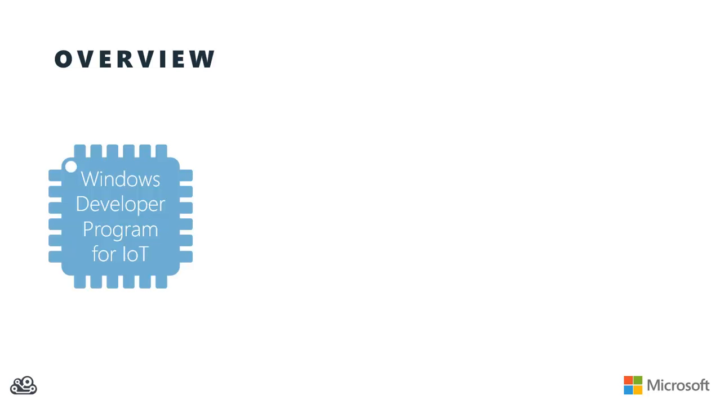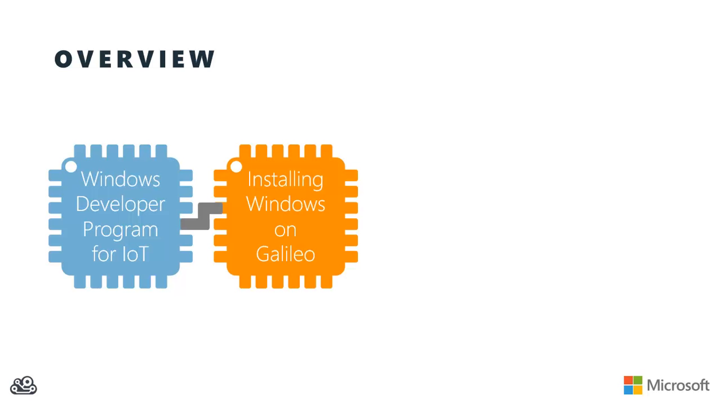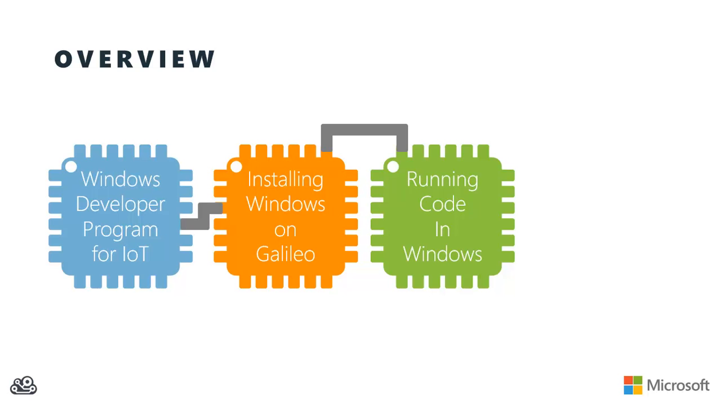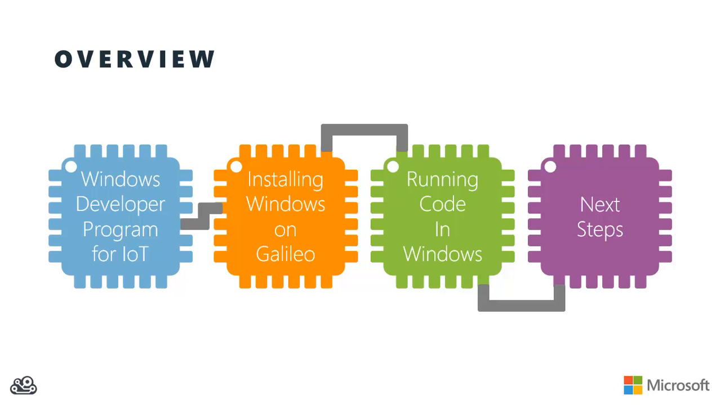In this session, we're going to start out with an overview of Microsoft's Windows Developer Program for IoT. And then we'll show you how to take the free version of Windows available through that program and get it installed and running on your Intel Galileo board. And once your Galileo is running Windows, we'll then show you how to write and run code in Windows on your Galileo. And finally, we'll wrap up with some next steps and see where to go from here.